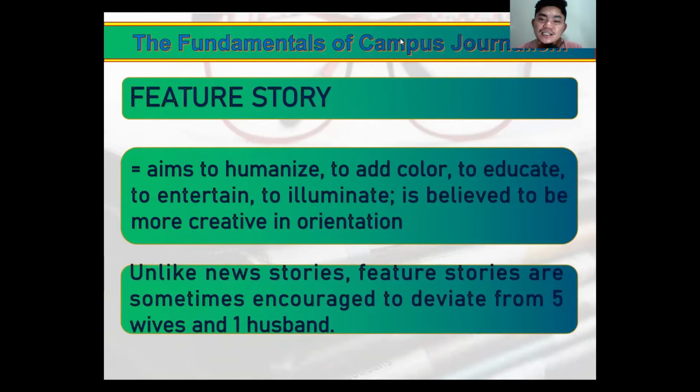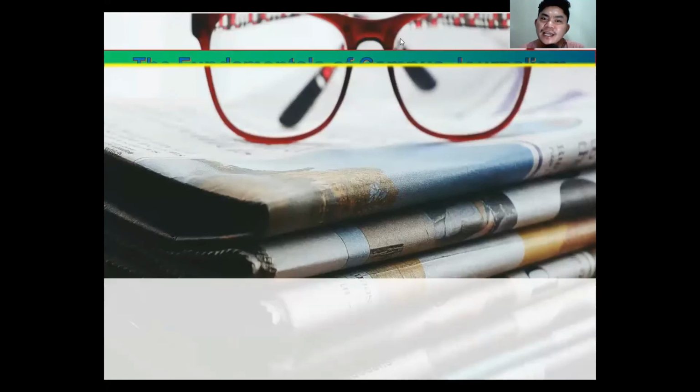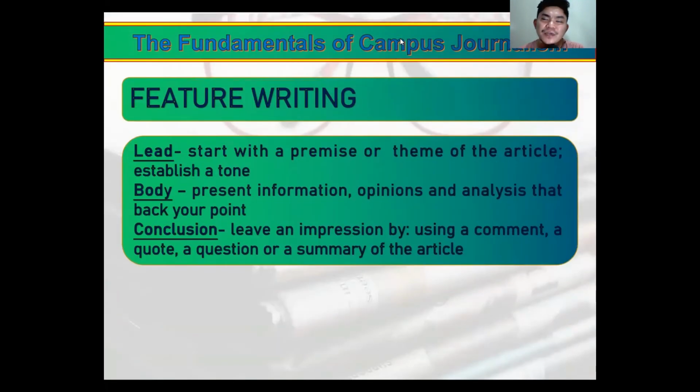Unlike news stories, feature stories are sometimes encouraged to deviate from the five W's and one H in writing the lead. So this one has deviations. And in writing this one, you should remember that it also follows the structure of lead, body, conclusion. But what is the difference? Let's see.